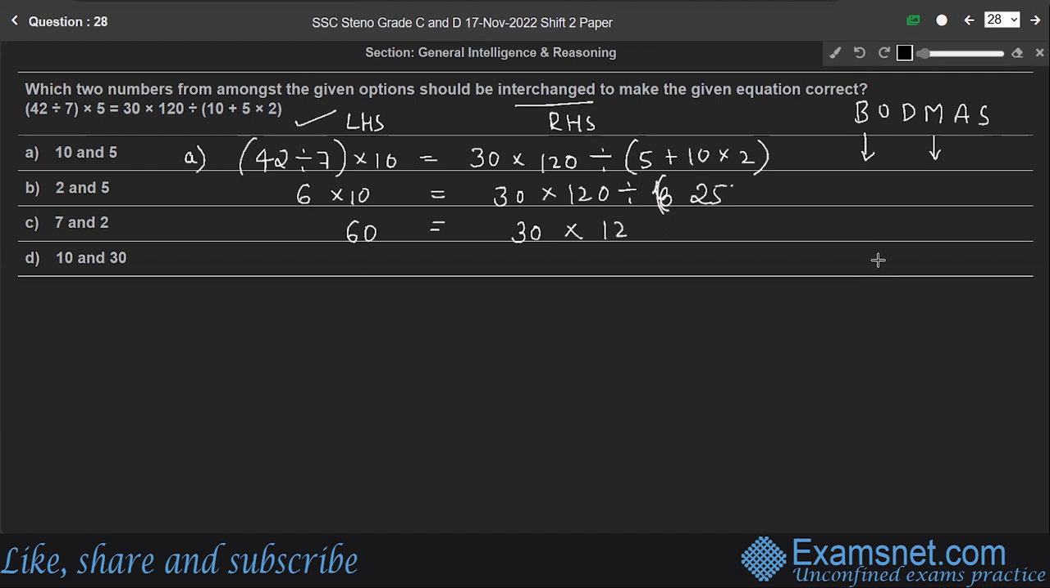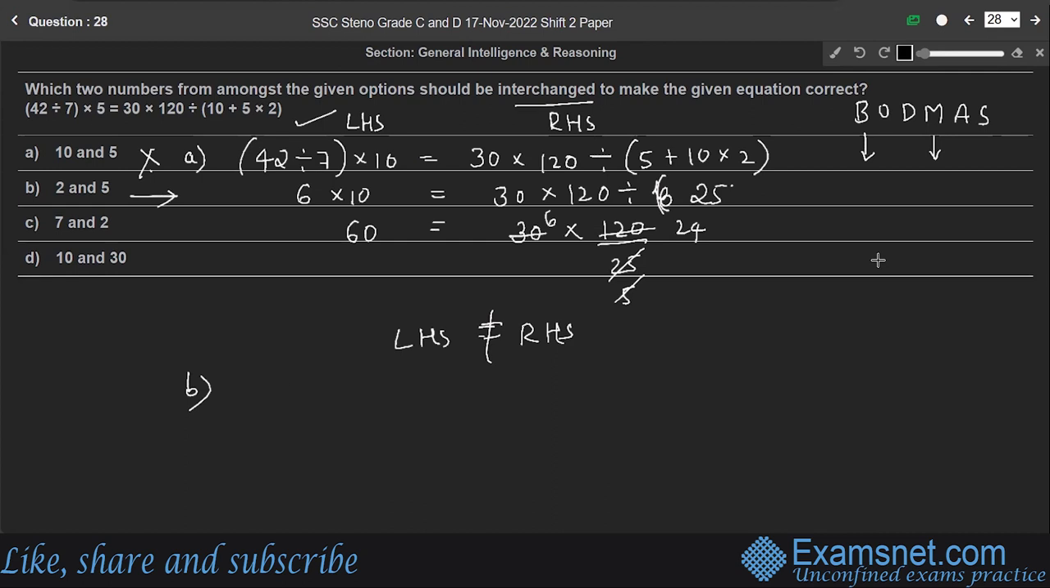30 into 120 by 25, right? 5 into 5, 5 into 6 is 30 and 5 into 24. So 24 into 6 is not equal to 60. Therefore, LHS is not equal to RHS. Therefore, if we interchange 10 and 5, the equation will not get satisfied. We'll consider the second option, by interchanging 2 and 5.